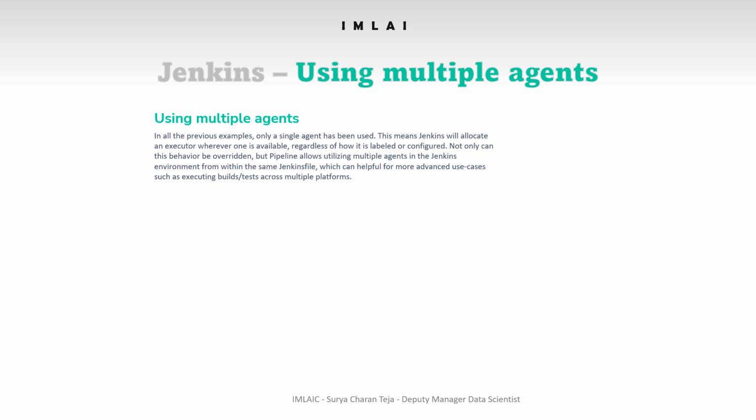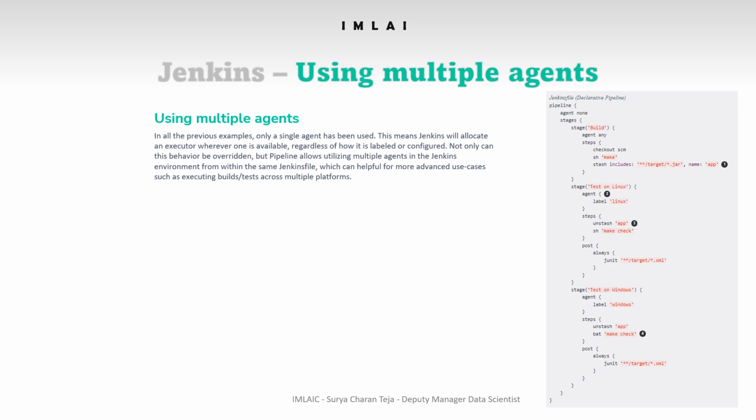Not only can this behavior be overridden, but pipeline allows utilizing multiple agents in the Jenkins environment from within the same Jenkinsfile, which can be helpful for more advanced use cases such as executing builds or tests across multiple platforms. If you see this example on the rightmost portion, you can see the Jenkinsfile. If you look into this file, the build stage will be, let me show you that.